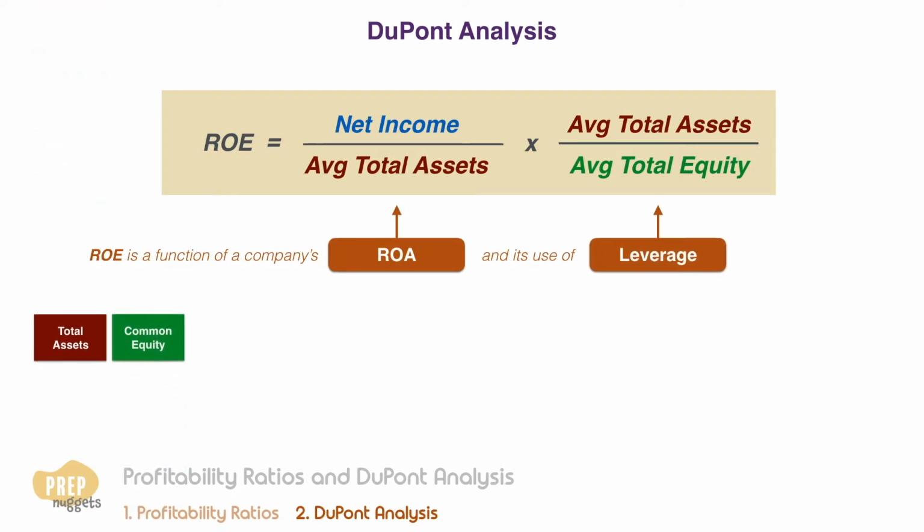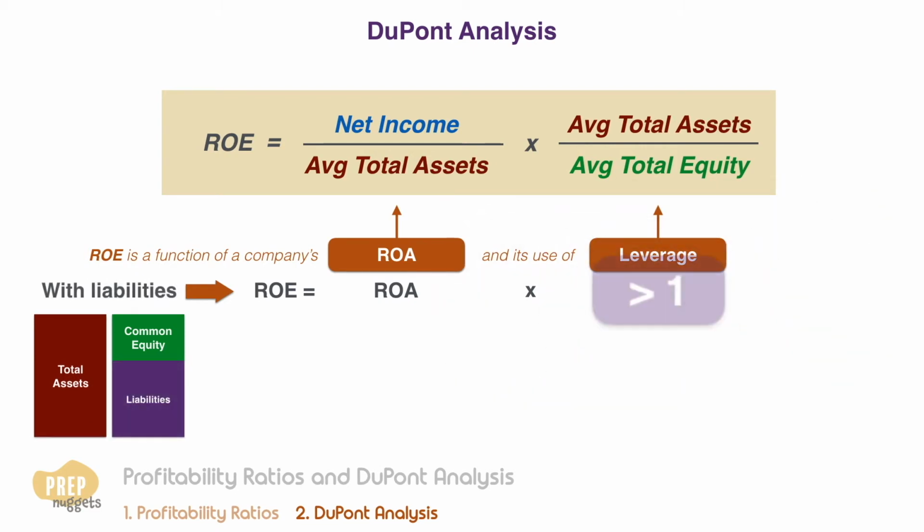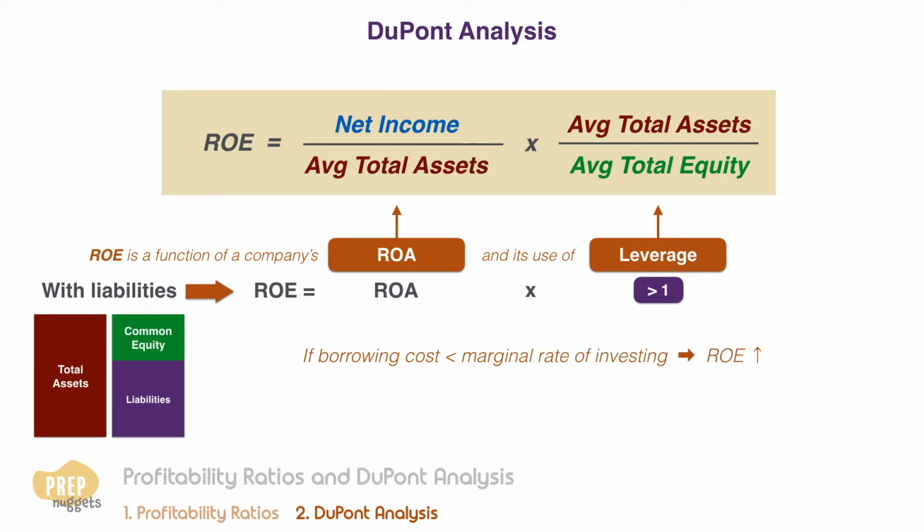For example, if a company has no liabilities, its leverage ratio would equal 1.0. The ROE would be exactly equal to ROA. As a company takes on liabilities, its leverage increases. As long as a company is able to borrow at a rate lower than the marginal rate it can earn by investing the borrowed money, the company is making an effective use of leverage. The ROE would increase as leverage increases. If a company's borrowing cost exceeds that marginal rate, the ROE would decline as leverage increases. This is because the effect of borrowing would depress the ROA.